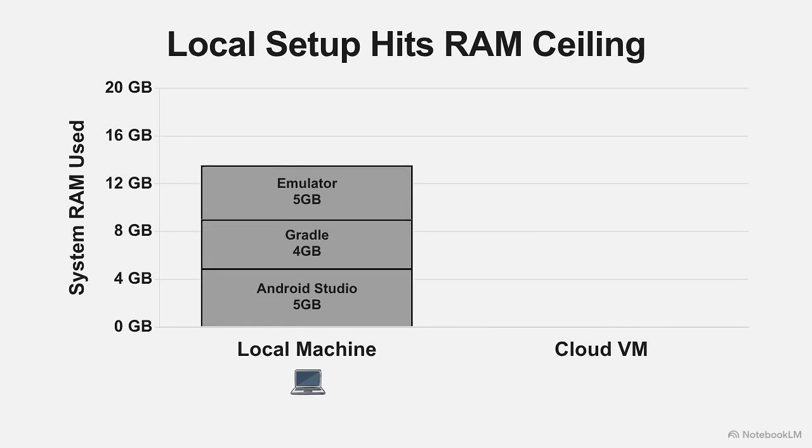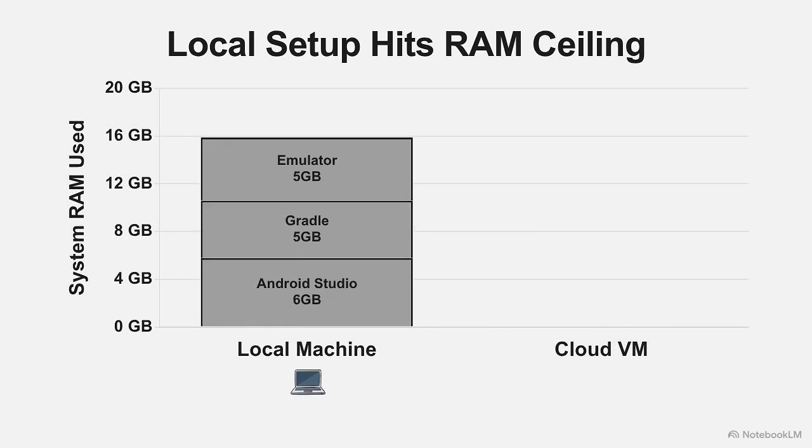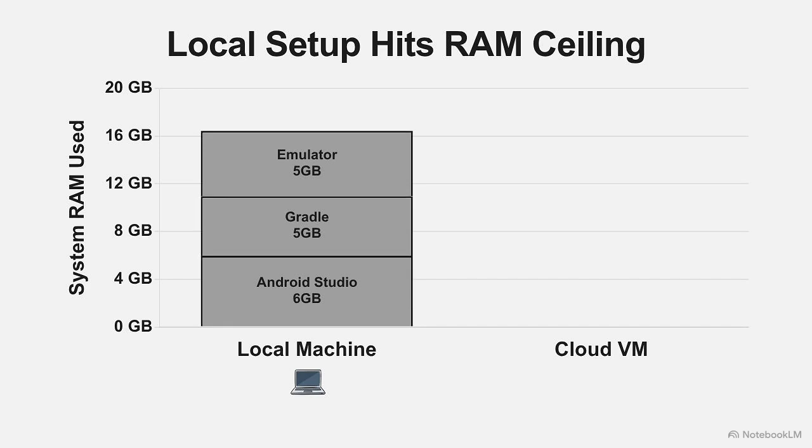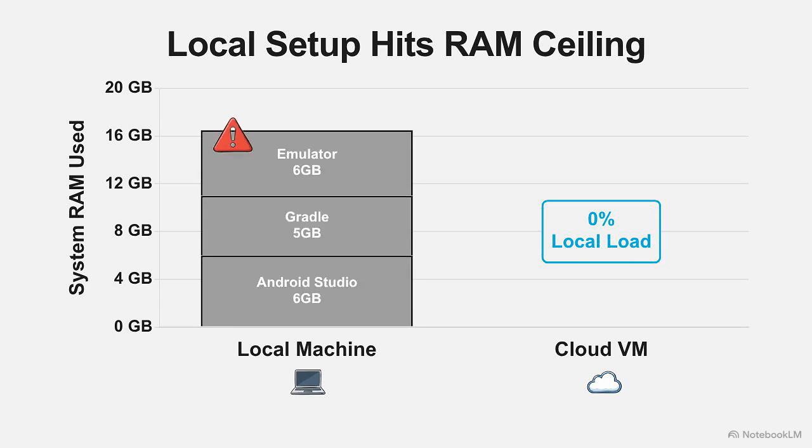On the left, a standard local setup routinely consumes over 16 gigabytes of RAM, which is the short-term memory your computer uses to handle active tasks. This massive load comes from running Android Studio, the official software for building mobile apps, alongside Gradle, an automated code compilation tool, and an emulator, which simulates a mobile phone on your screen. On the right, a Cloud VM agent requires 0% of your local memory.